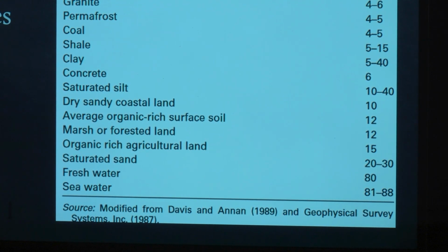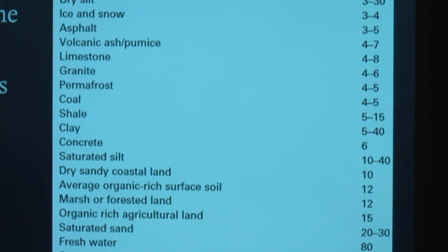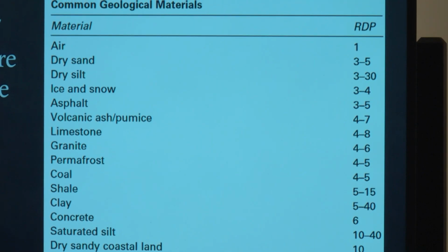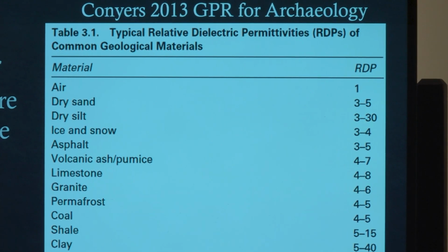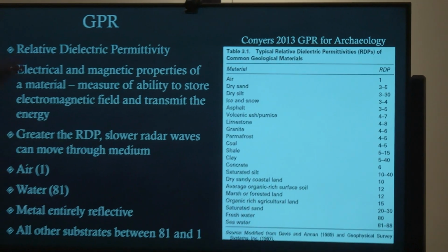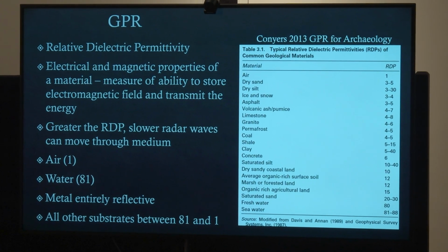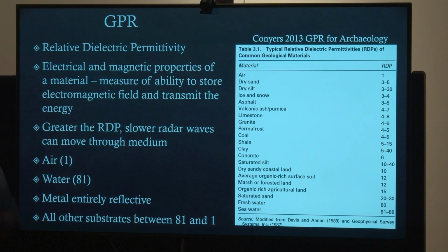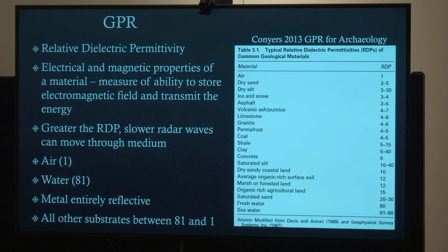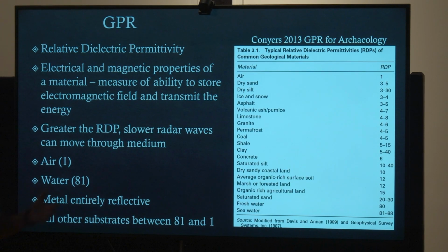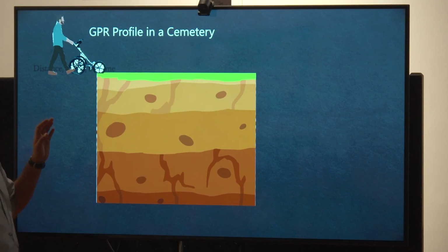And as I said, metal is entirely reflective. All other substrates are between those values of 81 to 1. And so it's a mixture, and we have to calculate this using the machine whenever we conduct the survey, because that helps us identify the depth of the targets, which is really important for burial grounds, because we want to know how deep the tops of the coffins are, in case they're going to be impacted by erosion, those types of situations. So that's a bunch of ways to think about it.